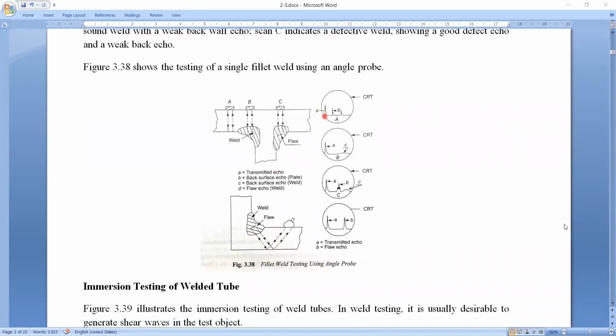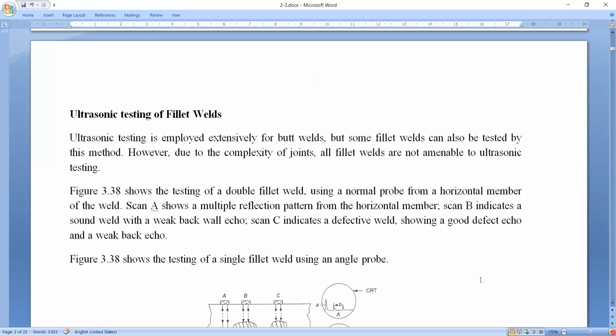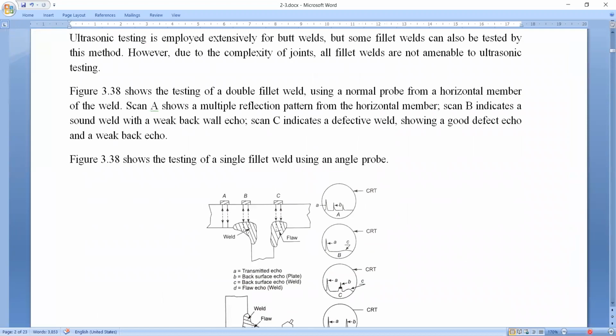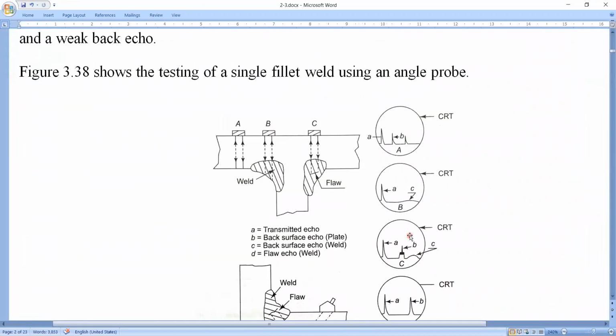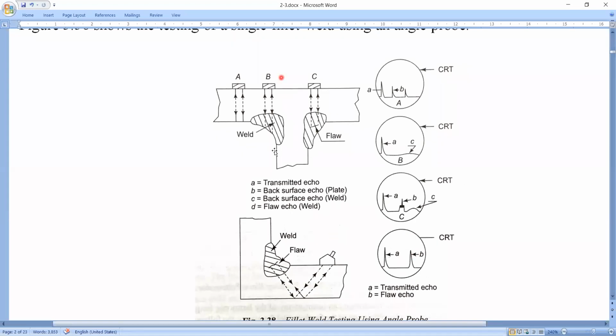See this diagram, you can observe this diagram. Here first, this is the testing of double fillet welds. Fillet weld means the welding at a corner. That is called a fillet weld. Here we have two fillet welds, and we are using straight beams to test the double fillets.